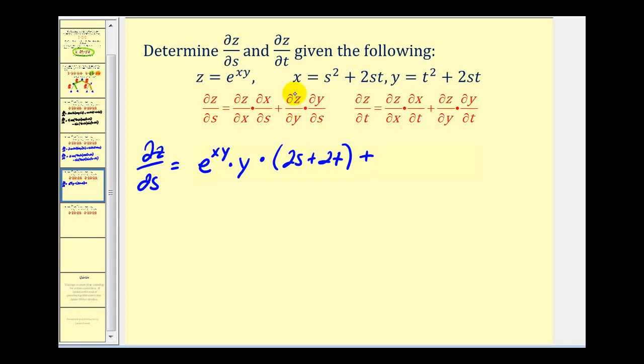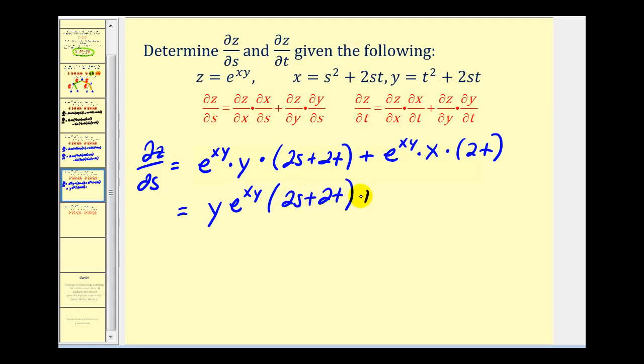plus the partial of z with respects to y. Now we're going to have e to the xy times x times the partial of y with respects to s. So that's a constant. This would be 2t. For the sake of time, I'm going to go ahead and leave it like this. Let's clean this up a little bit. I'm not going to perform the substitutions this time. We'll have y e to the xy times 2s plus 2t plus, this will be x e to the xy times 2t. Again, we could perform the substitutions here, but it'd be pretty messy and a lot of algebra. The whole point here is to get practice with the chain rule.